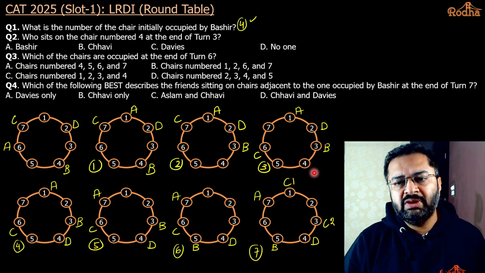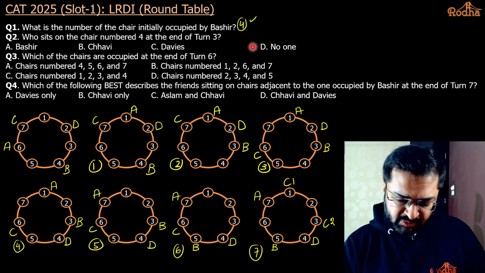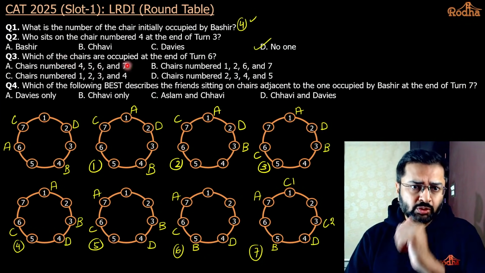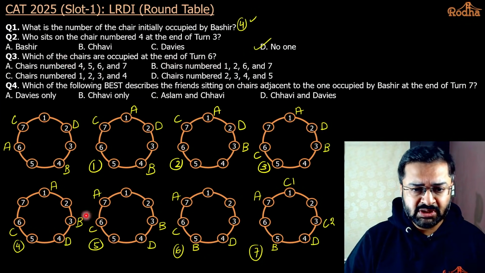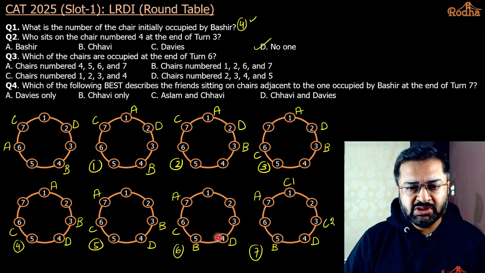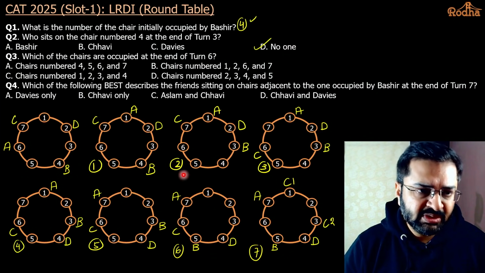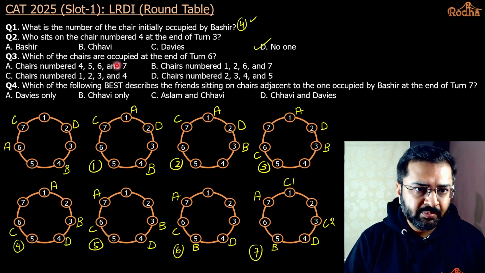Chair number 4 is vacant, right? So the answer becomes option D, which is no one. All right. Which of the chairs are occupied at the end of turn 6? This is turn 6. Which chairs are occupied? So 4, 5, 6, 7 are occupied. 4, 5, 6, 7 is option A, right?